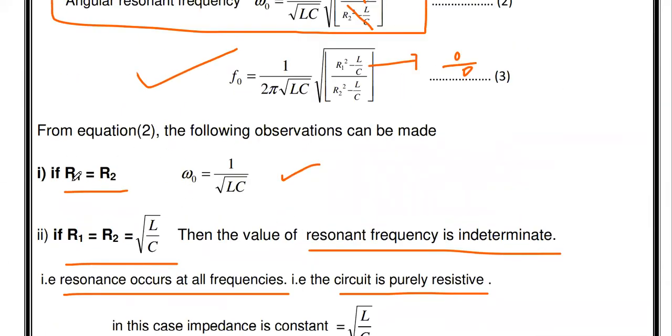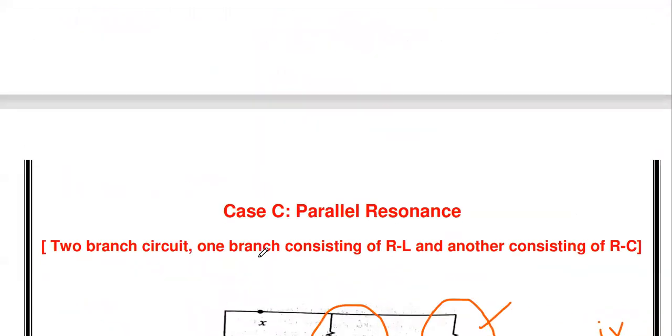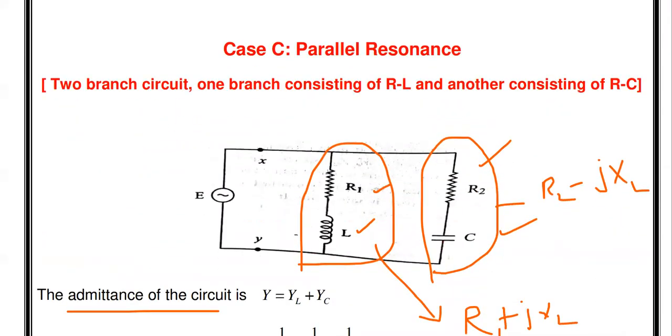So whenever the resistance of the inductor and the series resistance of the capacitor are equal, the resonant frequency is reduced to 1 by root LC. If R1 and R2 become square root of L by C, both terms become 0, so 0 by 0 is indeterminate. That means resonance occurs at all frequencies, and the circuit behaves as purely resistive in nature. So these are the three different parallel LC circuits and the resonant frequency formulas we derived.